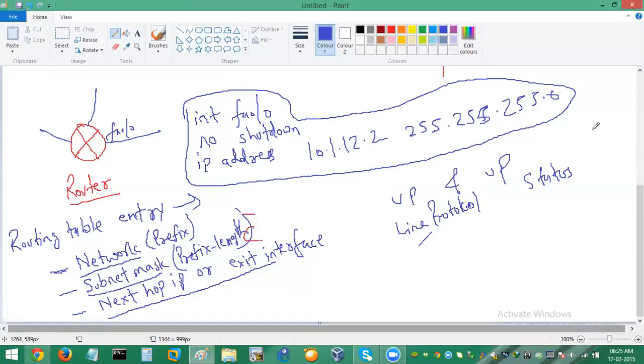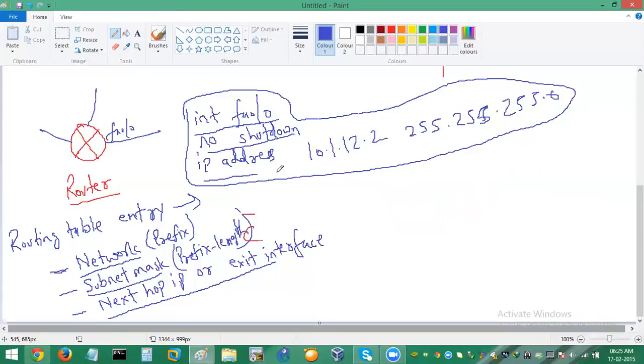Okay, so what do I mean by this? Here, what happens basically when you went to this interface F0/0, you said no shutdown, you made that interface up, you entered the IP address. This router is going to install a connected route, because that interface is directly connected to this router. To make an entry, we need three things.